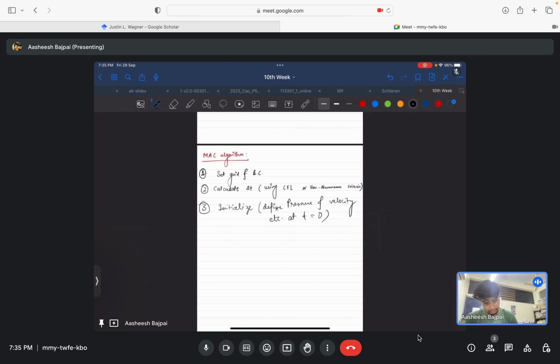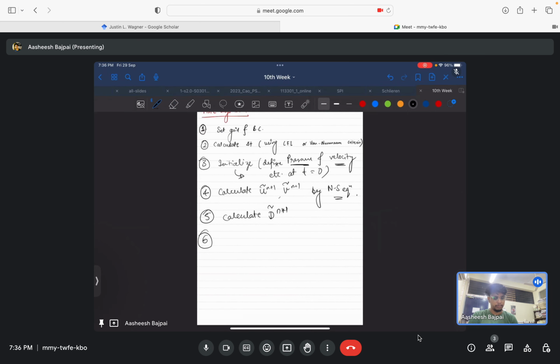At t equal to 0, we have to initialize the problem as we do in CFD, and then calculate u n plus 1, v tilde n plus 1 by the Navier-Stokes equation, because we predicted pressure and velocity at the initial values. So we are writing this, and then fifth, calculate d tilde n plus 1.